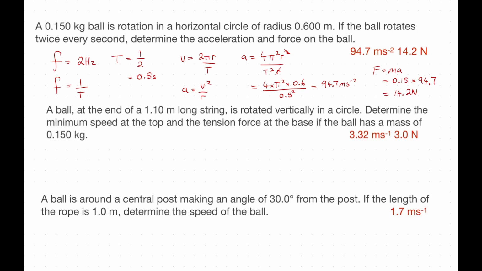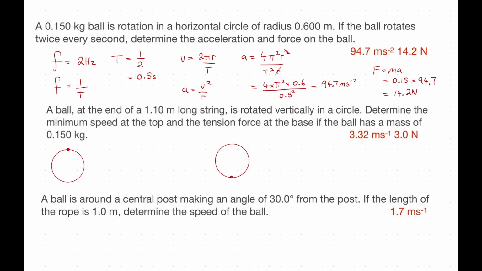In the second one, we are asked for 2 different situations. So it determined the minimum speed at the top and the tension force at the base. So we're looking at 2 different situations. One where we've got our object right at the top of the circle, and another one where we've got our object at the base of the circle. Now it's being held on a string, so there's going to be tension force, but what would be the minimum speed at the very top?